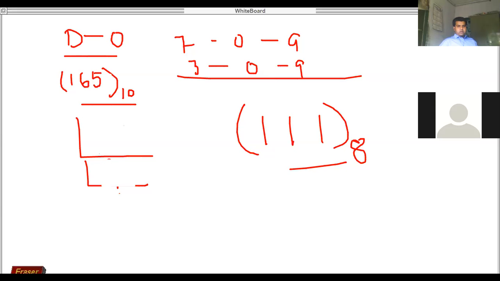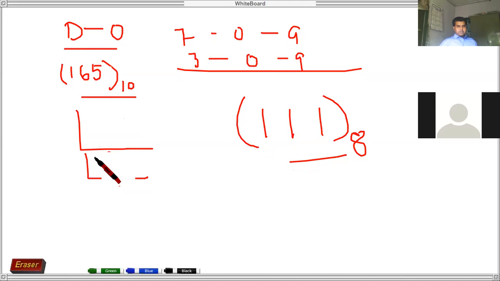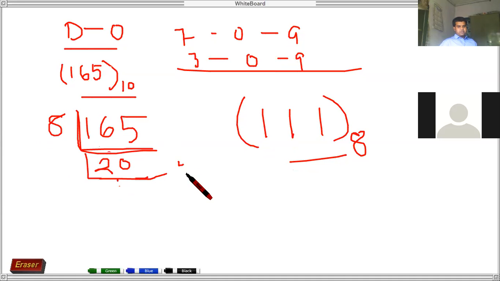Okay, so you have to convert into octal number system. 165 is on your screen. To convert into octal number system, divide by 8. So 8 twenties are 160, remainder is 5.